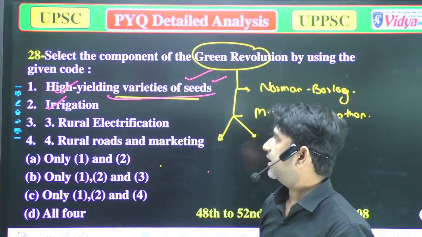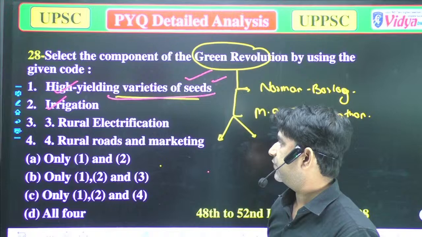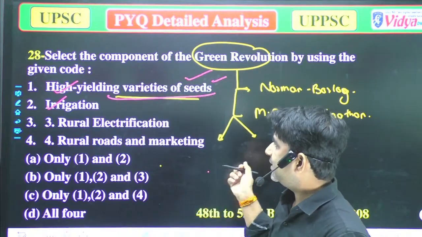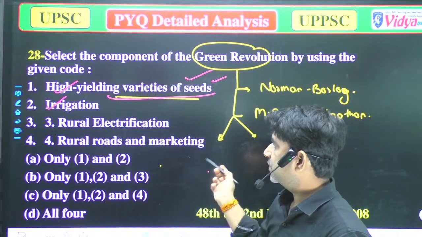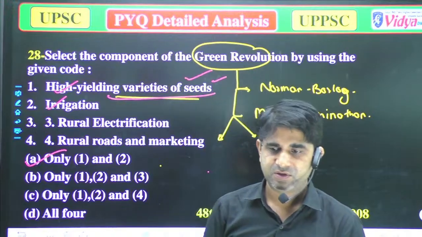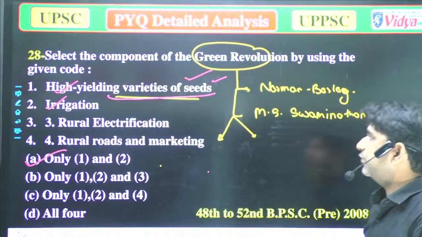Option 1 and 2 is correct, because there is no need for rural electrification, and rural road and marketing are not important. The main things are 1 and 2. So option A is correct. Now we can say, sir, option A is correct. Okay, now we'll move to the next question.